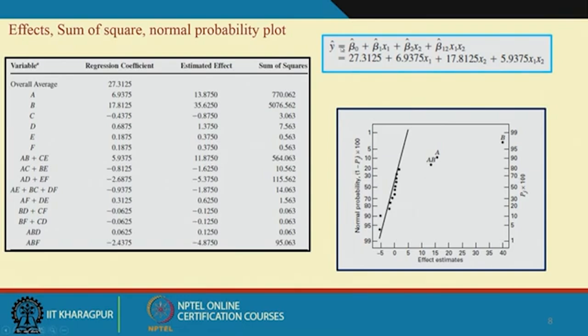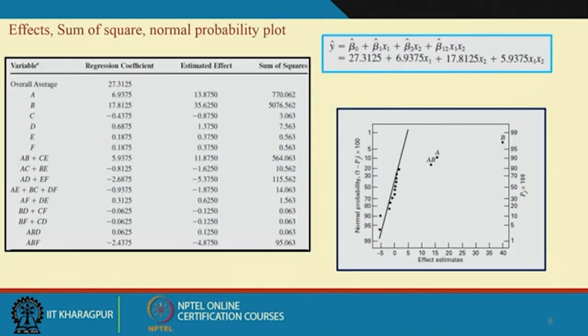So, using this, you will be in a position to find out this regression equation, that y is beta 0 plus beta 1 x 1 plus beta 2 x 2 plus beta 12 x 1 x 2, where beta 0 is the average of all the y values, beta 1 is basically 6.93, beta 2 is 17.8125, and beta 12 is 5.93, and that is what we have given here. Okay, so in this manner you can discard many of the effects, and you are getting a direction for further research, as well as you have screened out many of the effects.